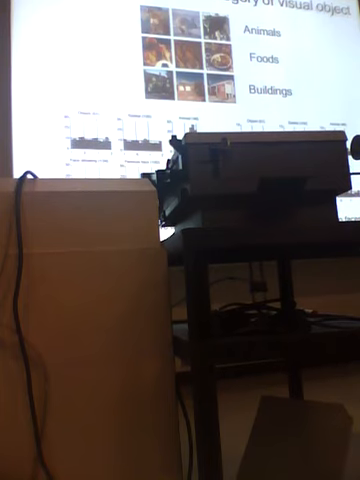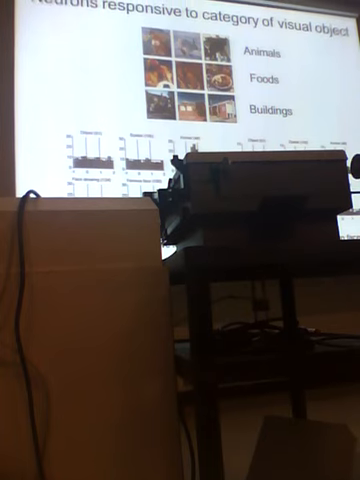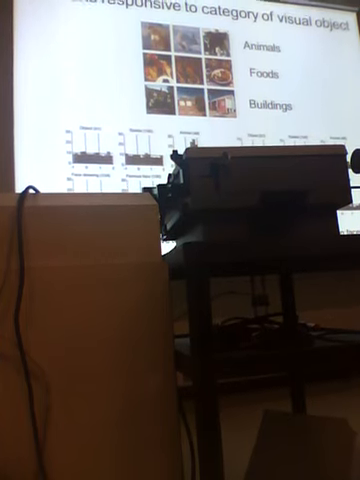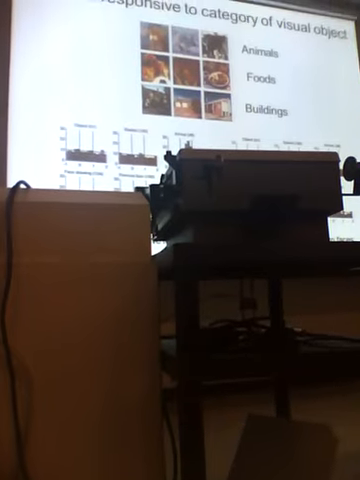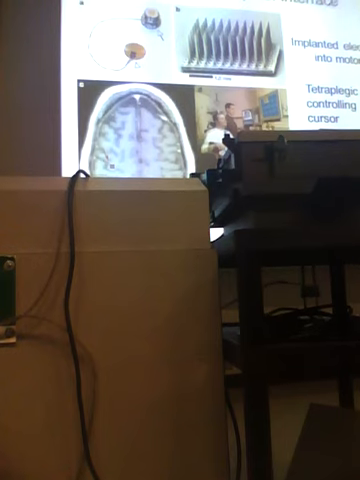And here's another cell that was responsive to faces. With animals, that's this histogram over here. You can see there's no response. Time 0 is the time when the stimulus was presented. And you can see there's no response. But when they showed the subject either a face drawing or a picture of a famous face, this cell fired. And so you've got cells in this part of the brain that respond specifically to visual stimuli containing faces. So that's how it can be used for basic research as well as clinical research.